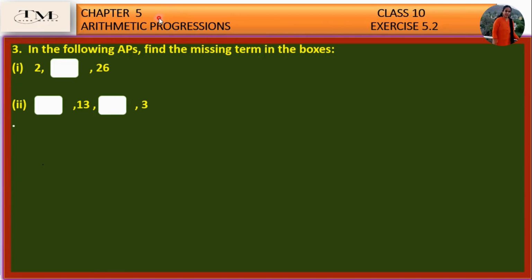We are in class 10 Maths, chapter 5, Arithmetic Progressions. In this session, we are going to discuss exercise 5.2, question numbers 3, 4 and 5. So question number 3: in the following APs, find the missing term in the boxes. Some terms are missing, we have to use the formula to find out the missing term.